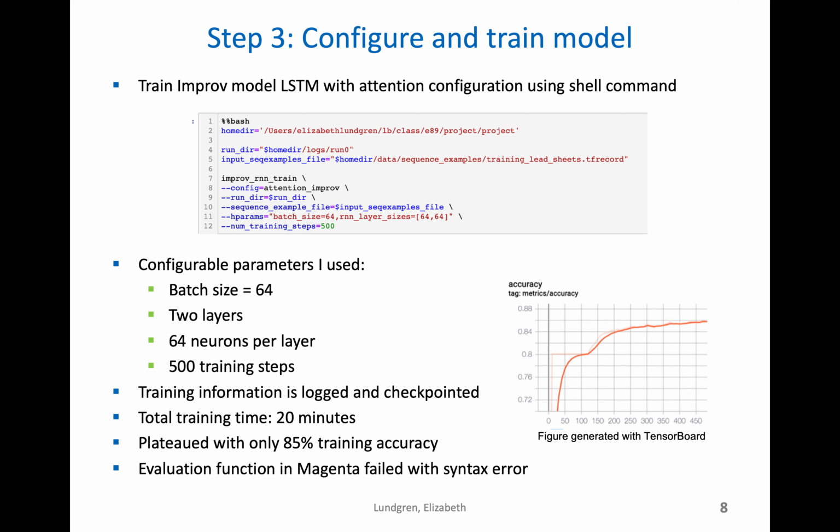I set some of the architecture for my LSTM. I'm going to use a batch size of 64, 2 layers, each with 64 neurons, and 500 training steps. When I train, it takes about 20 minutes. I plateau with about 85% training accuracy, which isn't that great.